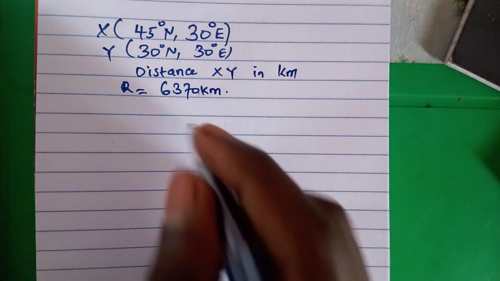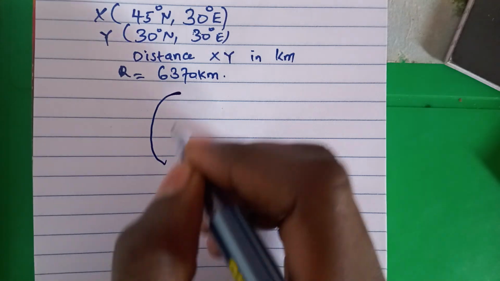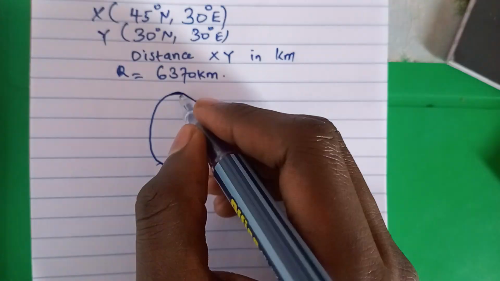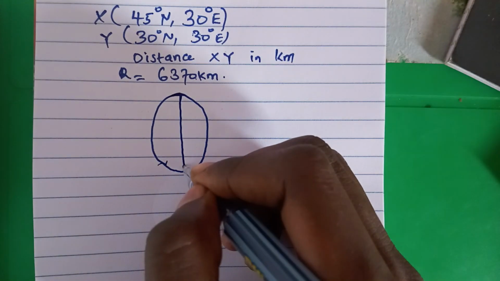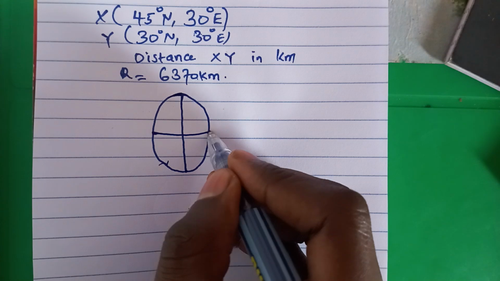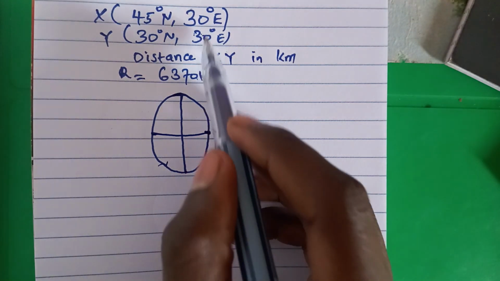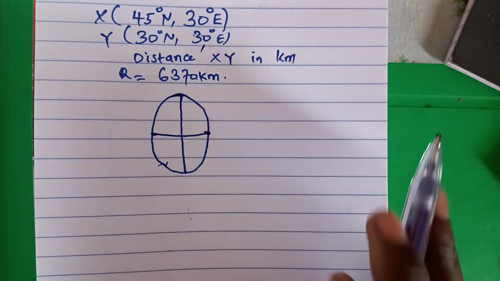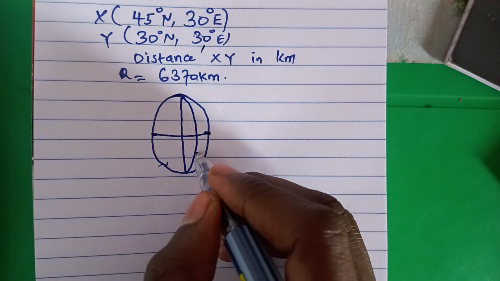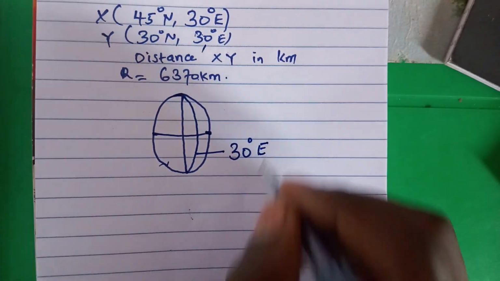In this case, we can just have a sketch of what is happening here, even though it is not necessary. This one is the prime meridian and we have the equator. We are being told that they all lie at longitude 30 degrees east. East is towards the right of the prime meridian. So this is the longitude here, the longitude of interest, 30 degrees east.